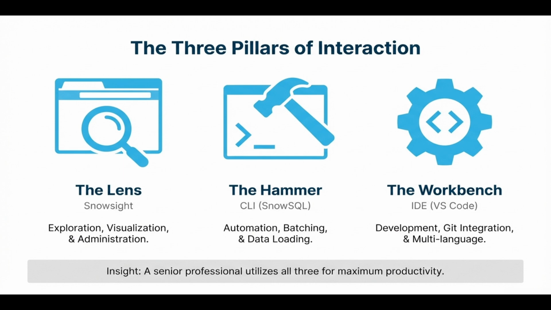Snowflake interaction can be understood using three simple pillars. The first pillar is the lens, which represents Snowsight, the Snowflake web interface. This is mainly used for exploration, running queries, visualizing the data, monitoring workloads, and performing administrative tasks. It's the most user-friendly interface. The second pillar is the hammer, which refers to the CLI, SnowSQL. This is designed for automation, scripting, batch execution, and large-scale data loading. SnowSQL is commonly used in scheduling jobs and CI/CD pipelines.